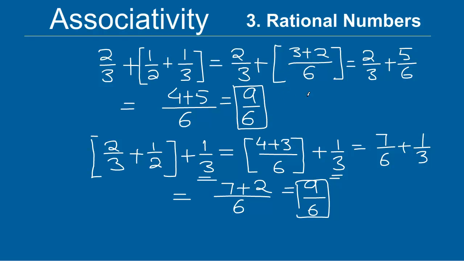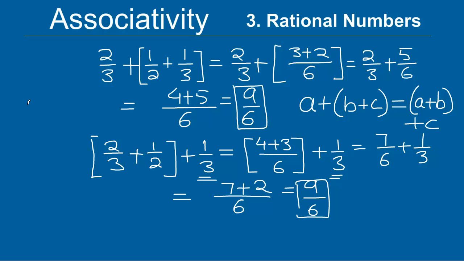So we notice that, let's do it over here, A plus within bracket B plus C is indeed equal to A plus B bracket close plus C. So we say that addition is associative for rational numbers.